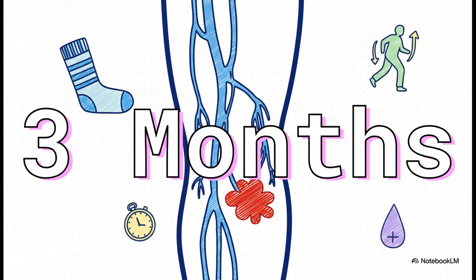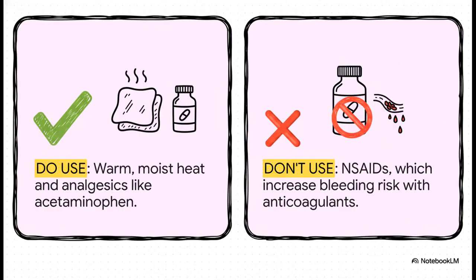So a question you might get is how long a patient needs to be on anticoagulants. For a PE or a significant DVT, the standard of care is at least 3 months. That's a really key piece of info, especially for your discharge teaching. When your patient's in pain, your go-to is going to be warm, moist heat. And for meds, acetaminophen is your safest bet.